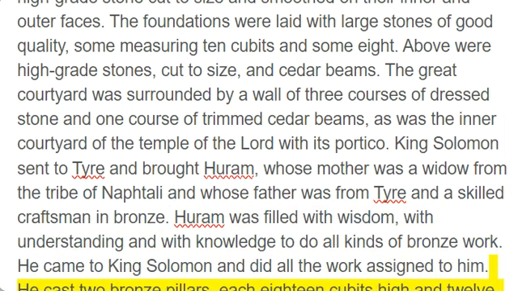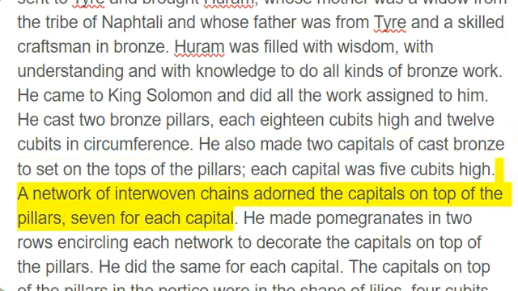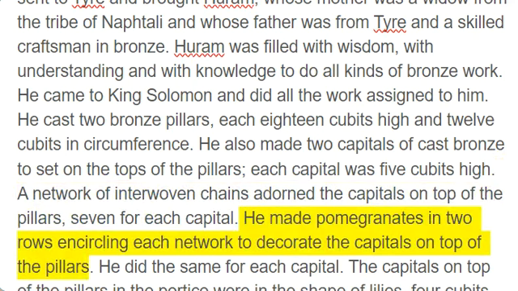He cast 2 bronze pillars, each 18 cubits high and 12 cubits in circumference. He also made 2 capitals of cast bronze to set on the tops of the pillars, each capital was 5 cubits high. A network of interwoven chains adorned the capitals on top of the pillars, 7 for each capital. He made pomegranates in 2 rows encircling each network to decorate the capitals on top of the pillars. He did the same for each capital.